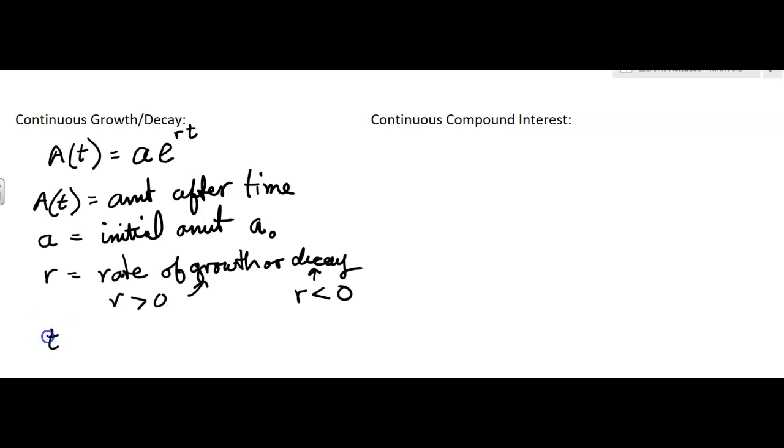And then T is time. It doesn't have to be in years. It depends on the situation. So we're going to do a couple examples and you'll see that, okay? But it's some amount of time.